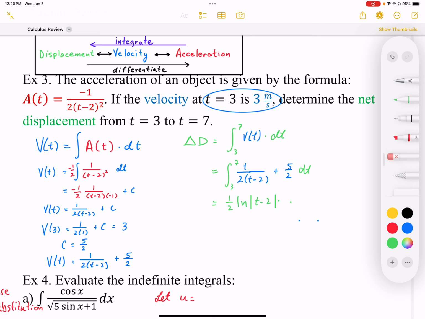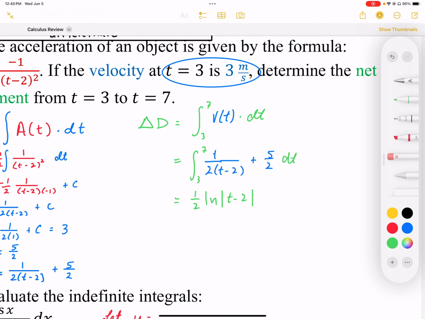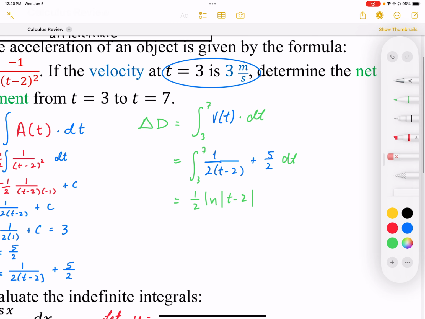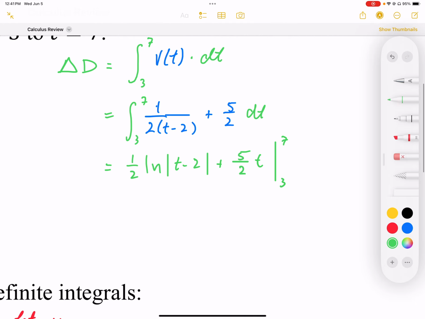Okay, so I've anti-differentiated. This is not a power rule because it's the 1 over t to the power 1, so that's a log function. I factored that 1/2 out on the outside because it's easier to deal with there. And then integrating 5 over 2, I get plus 5 over 2 t. And we have our bounds, which are going to be from 3 to 7. At this point, I'm just going to plug in my bounds and evaluate the integral.